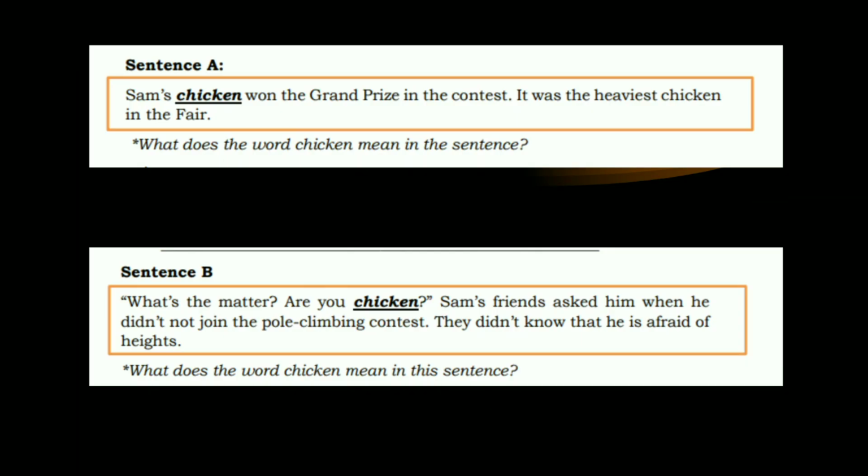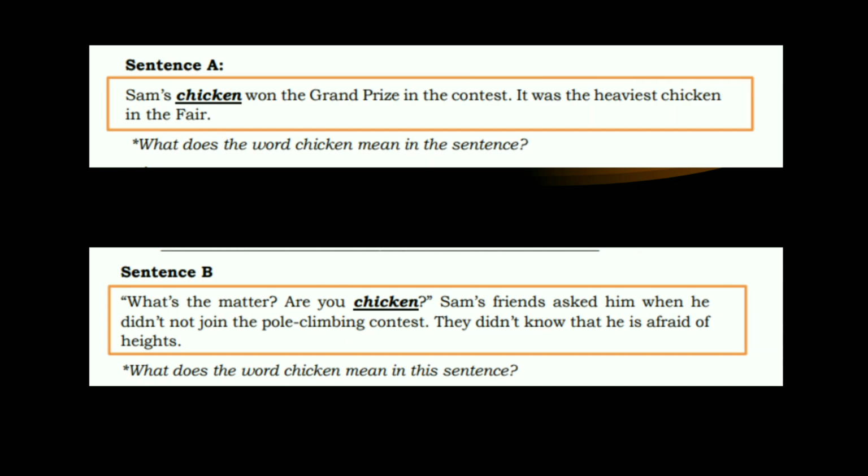Okay, so let's have these examples. We have here sentence A and sentence B. So in sentence A, we have this sentence. Sam's chicken won the grand prize in the contest. It was the heaviest chicken in the fair.